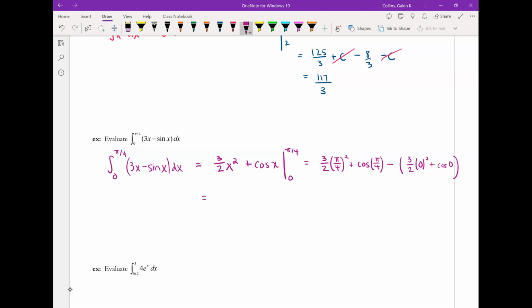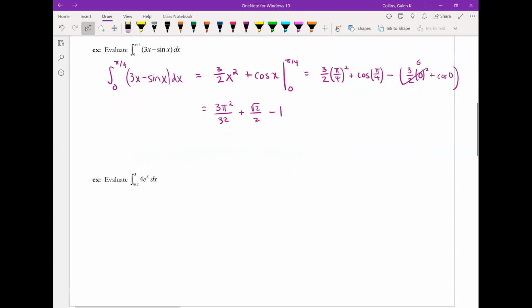All right, so that becomes, 3 halves times pi over 4 squared is 3 pi squared over 16 times 2, 32. The cosine of pi over 4, I know is root 2 over 2. Minus, this all becomes 0, and then the cosine of 0 is 1. So we could get like denominators, or we could just leave it. All right, the third example.